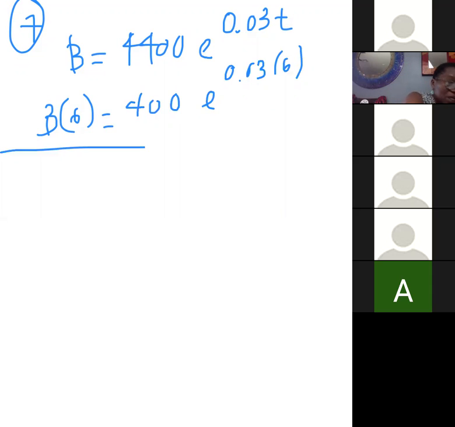Now let's do this log equation. Number 8.